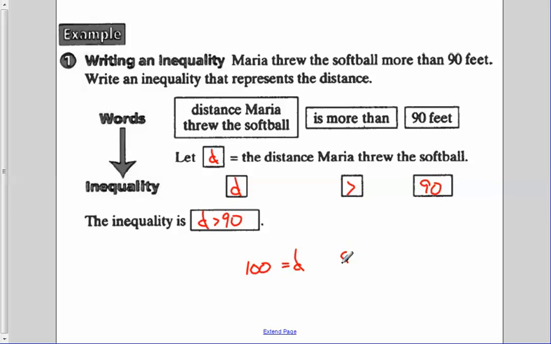It would be like saying if she threw 80, is 80 more than 90? No, so that would not be true. So if we put 80 is greater than 90, well, no, that doesn't work. So the greater than symbol here would not work if I used 80.